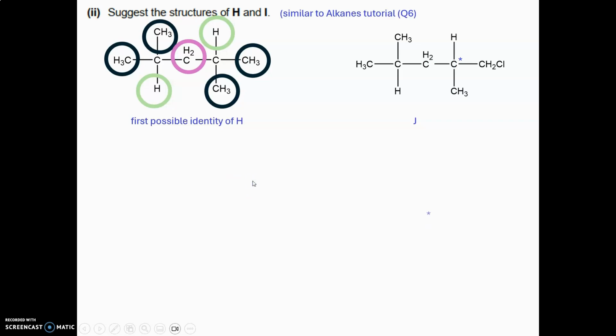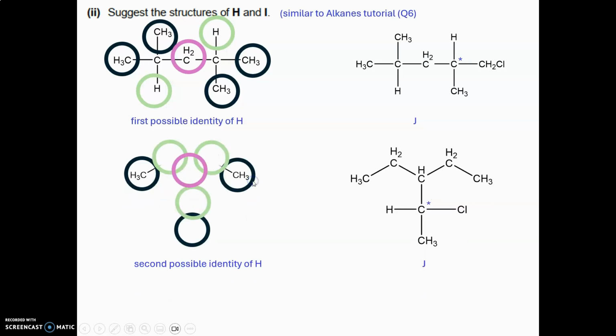The second structure of H is like this. So again, there are 3 types of hydrogens, and when you substitute any of the green hydrogens, it produces J with a chiral center.